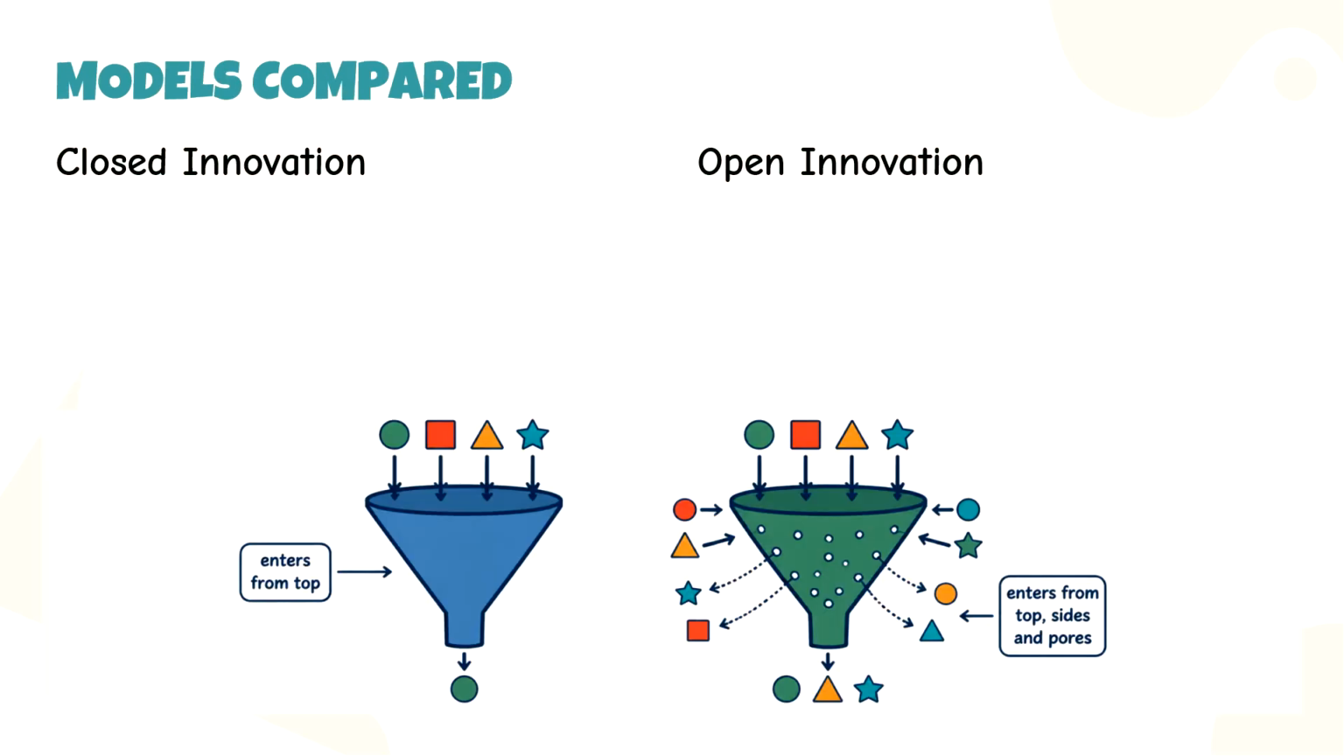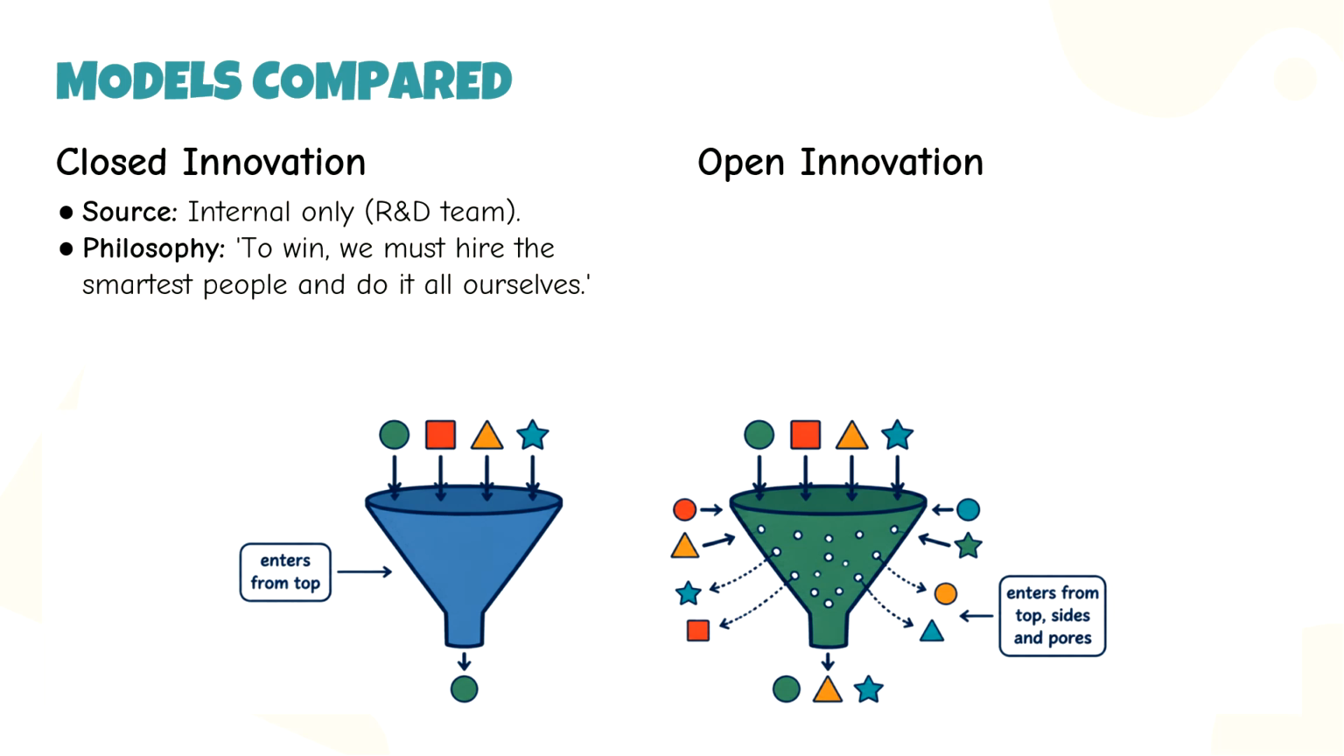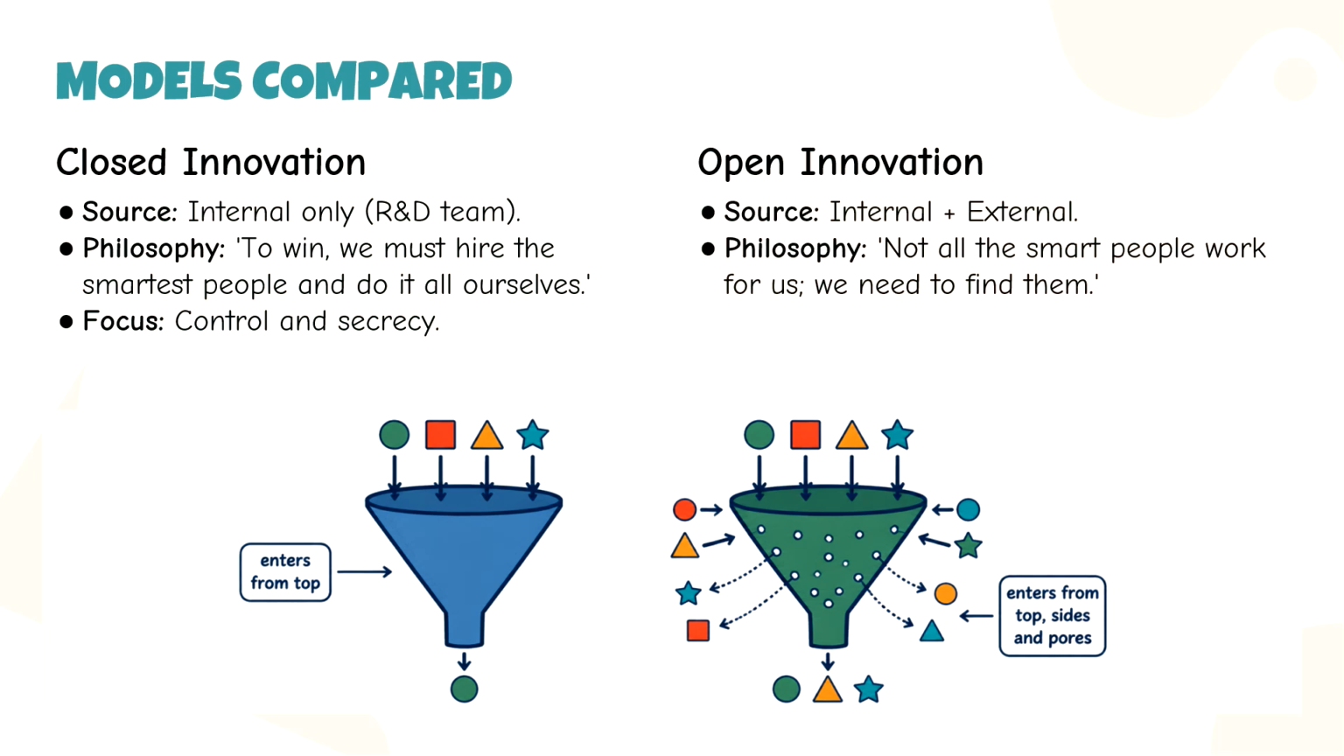Now let's compare closed and open innovation. The source of closed innovation is only internal, through the research and development team. Its philosophy is, in order to win, we must hire the smartest people and do it all ourselves. Its focus is on control and secrecy. Open innovation, on the other hand, relies on internal and external sources. Its philosophy is that not all the smart people work for us, we need to find them, and its focus is on collaboration and speed.